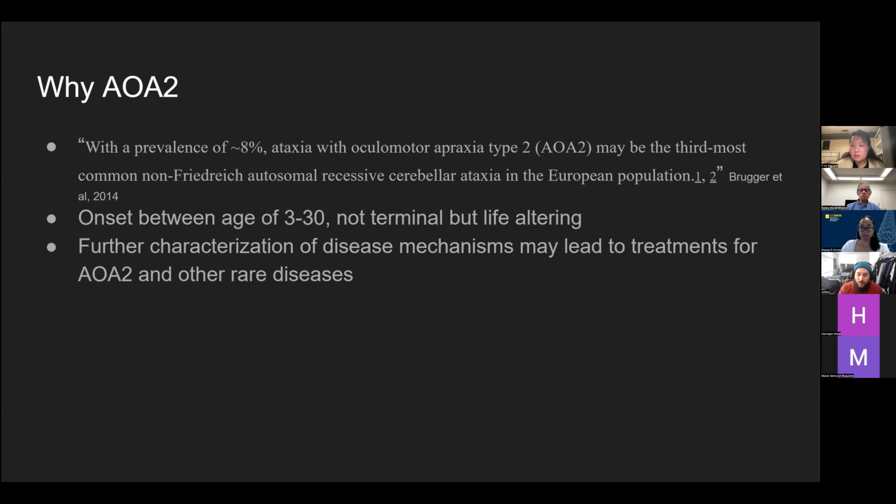It happens around the ages of 3 to 30. It's not terminal, but it is significantly life-altering. These people have trouble regulating their appetite, regulating their sleep schedules. They have trouble regulating their eye coordination. They have trouble moving. It's an issue. And a lot of these issues are characterized in other diseases as well. So if we can further understand the mechanisms of this disease, we might be able to help treat these other diseases as well.